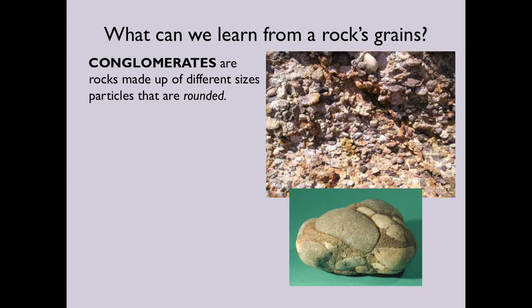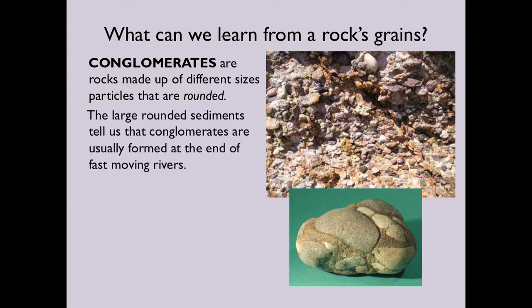So we can also learn about where a rock has been, the rock's story, from the actual grains in the rock, from the sediments and the materials in the rock. So, for example, a conglomerate is made up of different sized particles that are rounded. So it says that on the page 7 chart in the reference tables. What I know from those large rounded sediments is that conglomerates are usually formed at the end of very fast moving rivers. So why do I know that? Well, the large pieces mean a fast water.